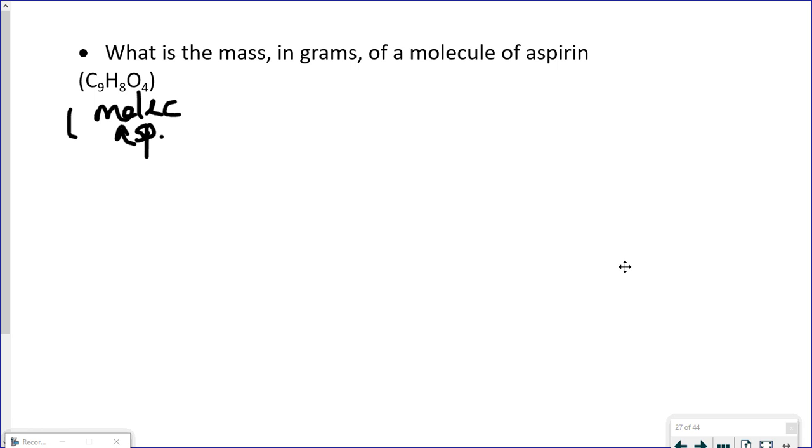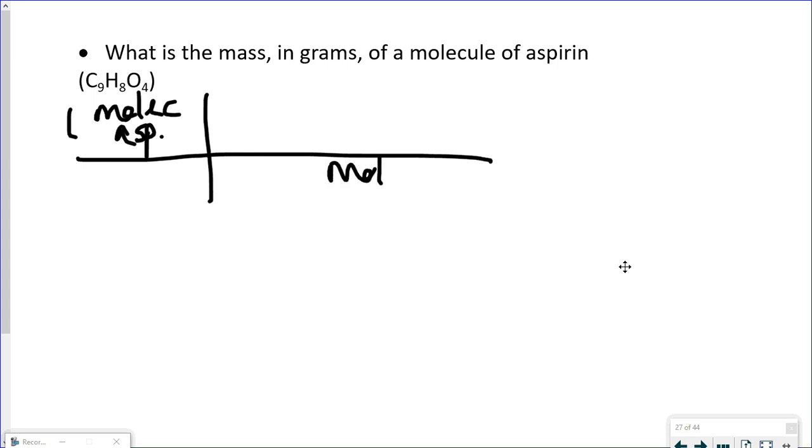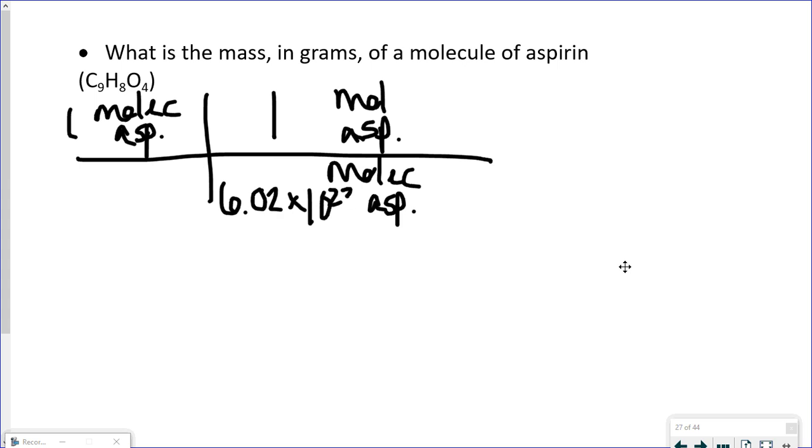And I'm just going to do ASP as aspirin. So if we have molecules, which are particles, and we want grams, remember first we have to get into moles. So we're going to get rid of molecules to change into moles. Remember, the conversion is 1 mole is equal to 6.02 times 10 to the 23rd particles. That will cancel out our unit of molecules, leaving us with moles.